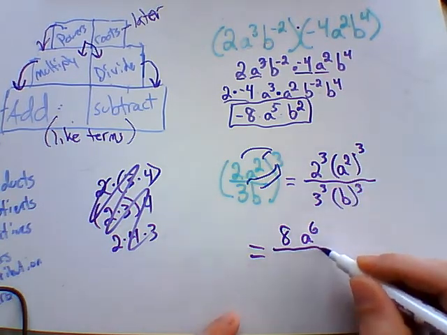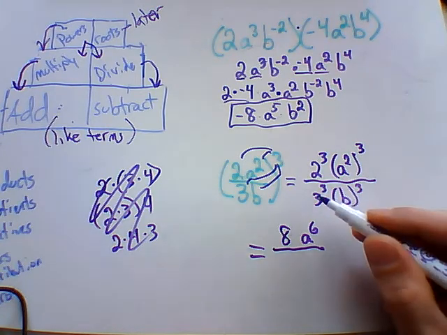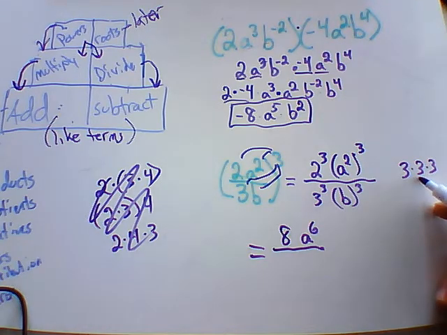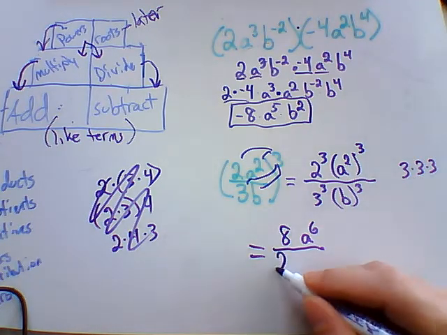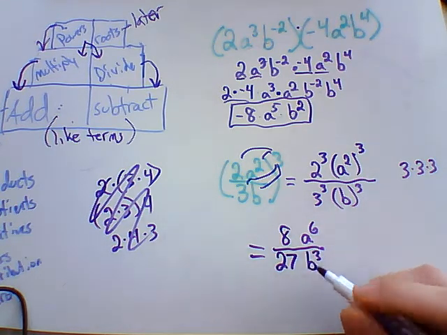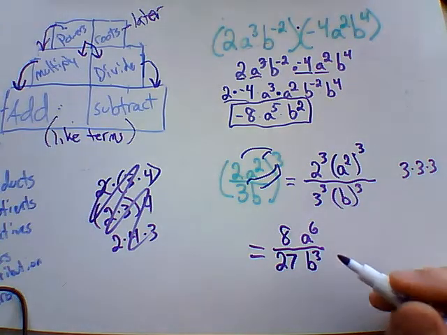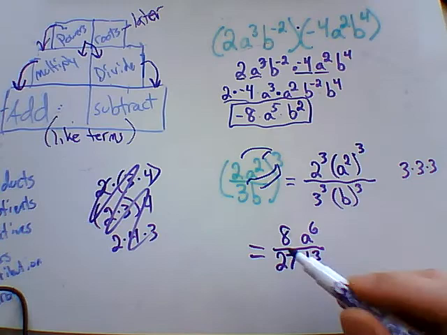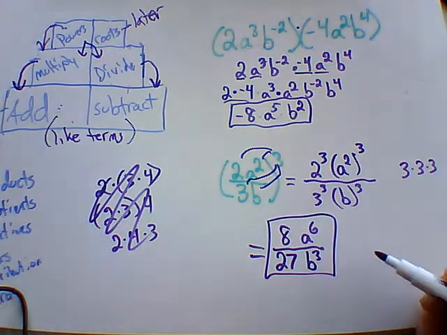There's my division sign. 3 to the third is 3 times 3 times 3. 3 times 3 is 9, times another 3 is 27. And b to the third. Do I have any more like bases? No. Once I'm done with all my like bases, I'm usually pretty much done. And that's it for those.